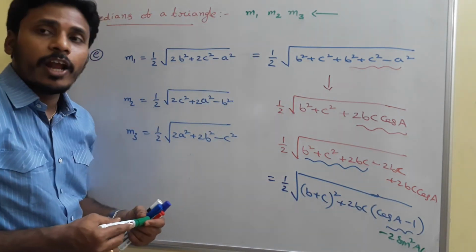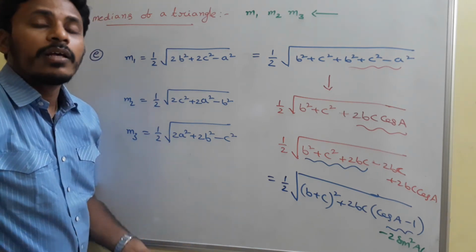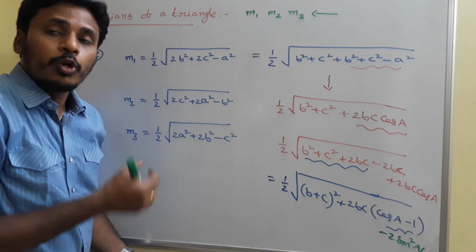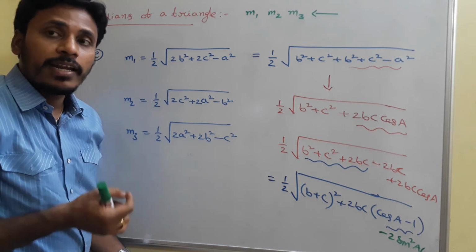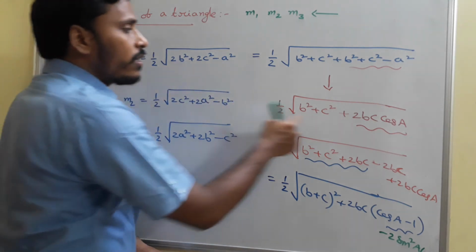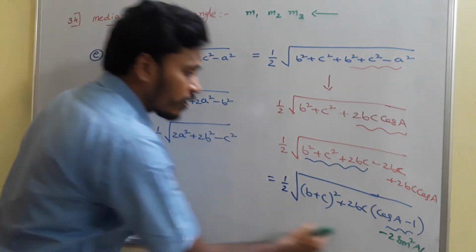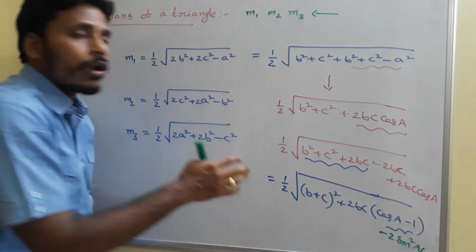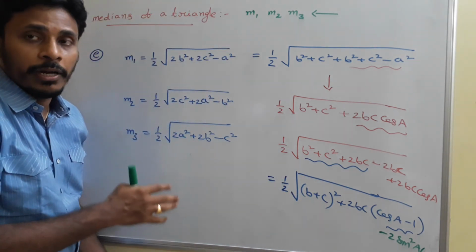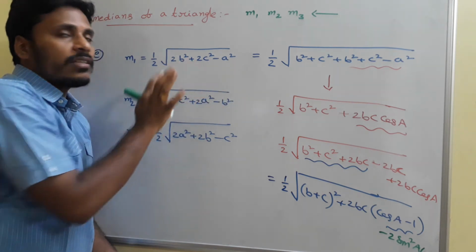If you are facing an objective question, a more than one answer type or a single correct answer type, sometimes they ask you to find the median length, but among the options you won't find this one. You may find this as one of your options, or sometimes on further simplification you may find this as your option. So for that I am mentioning it here. At the end the median length is this. Just memorize it, that's enough.